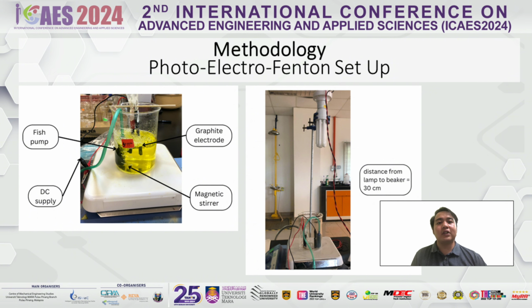Sodium sulfate was also introduced in the system as background electrolyte. Applied voltage supply is from a 1.5 volt battery. A lamp was positioned 30 cm above the beaker. This lamp is considered artificial UV, which has 100 watt power.